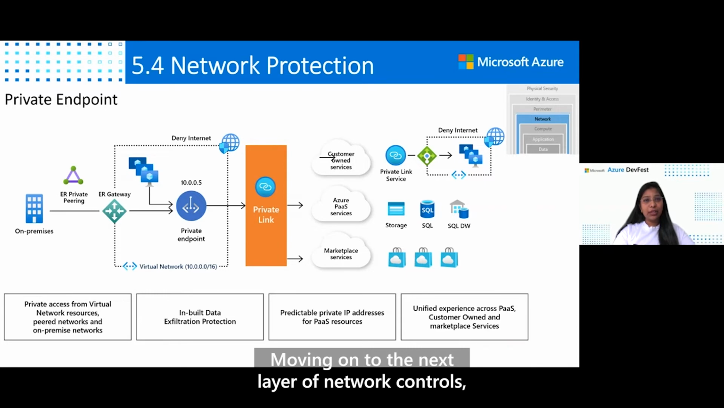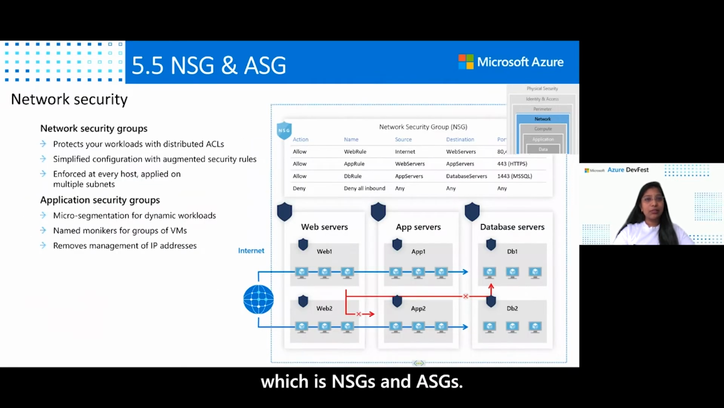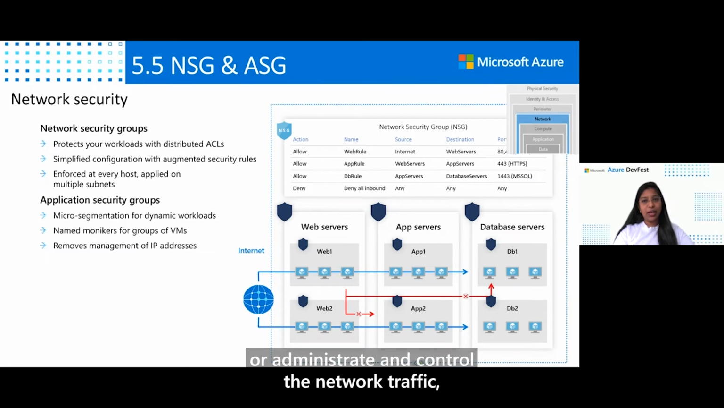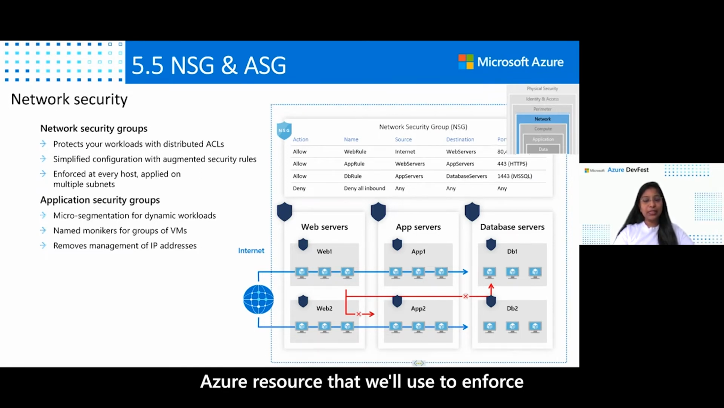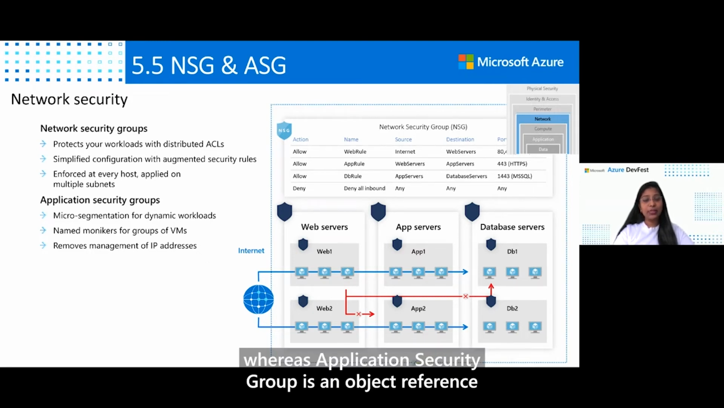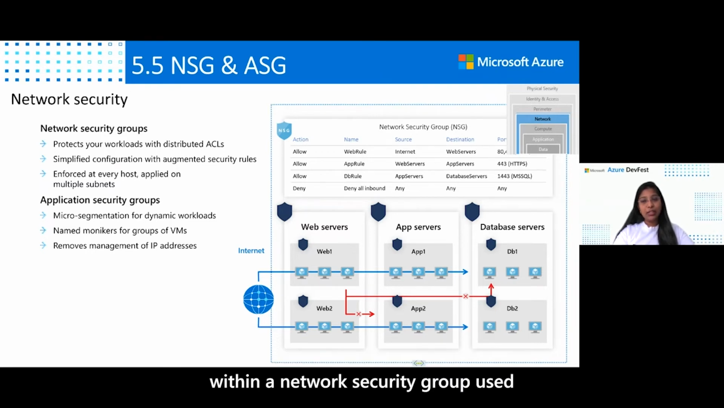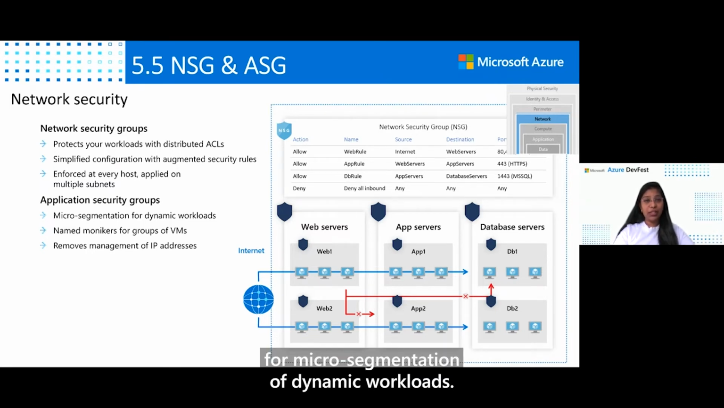Moving on to the next layer of network controls, which is NSGs and ASGs. Both NSG and ASG are used to administrate and control the network traffic. But the only difference is that a Network Security Group is the Azure resource that we use to enforce and control the network traffic using ACLs, whereas an Application Security Group is an object reference within a network security group used for micro-segmentation of dynamic workloads. Let me give you an example.